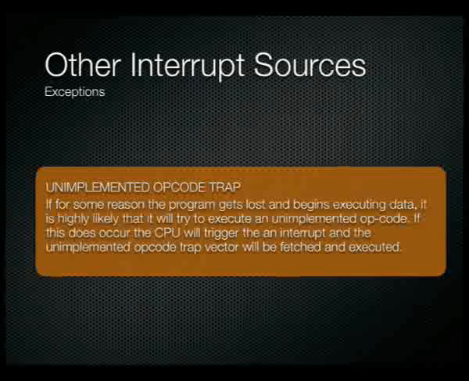So you can have it trigger an interrupt if this event should take place. If it starts running instructions that don't exist, you can have it simply trigger an interrupt, and as a result of that interrupt, you may reset your processor, or you may try and recover it in some way. So this is another exception that's very useful for making your program that little bit more robust.